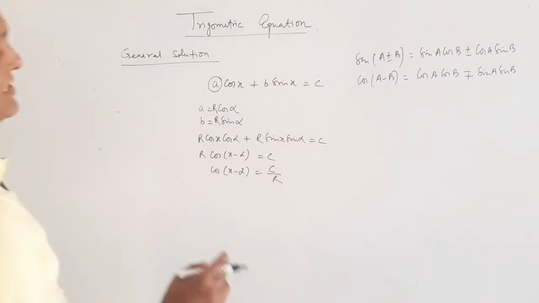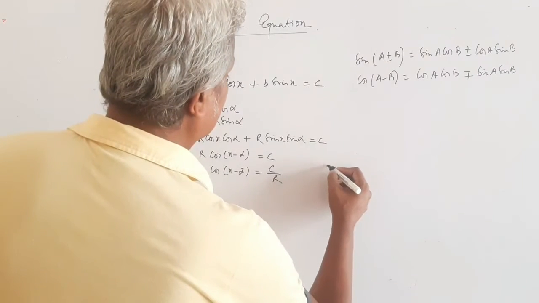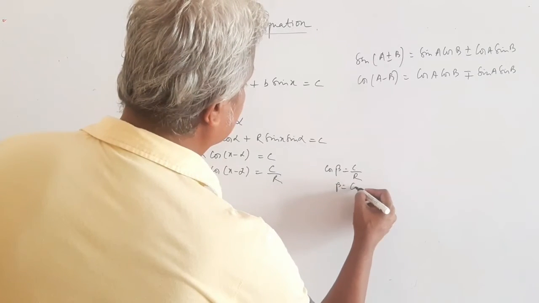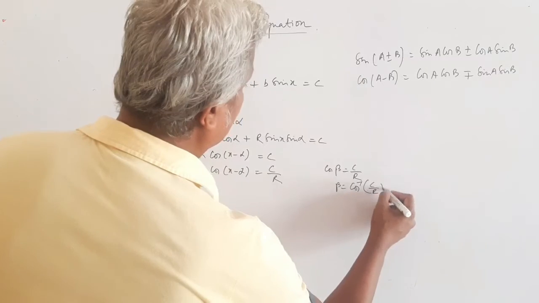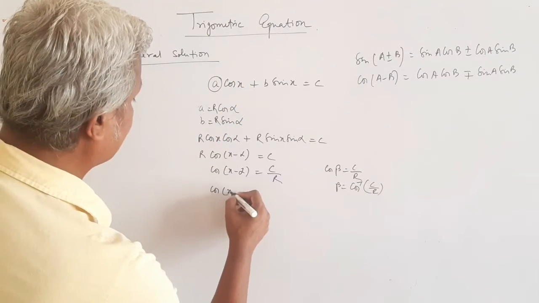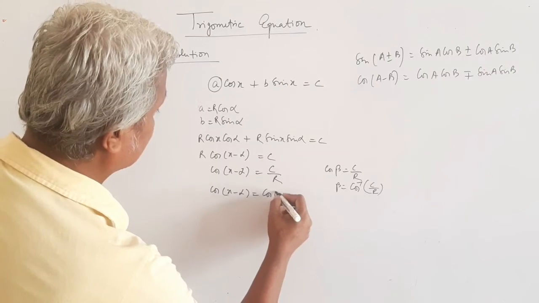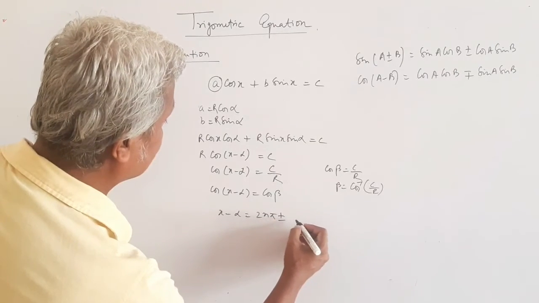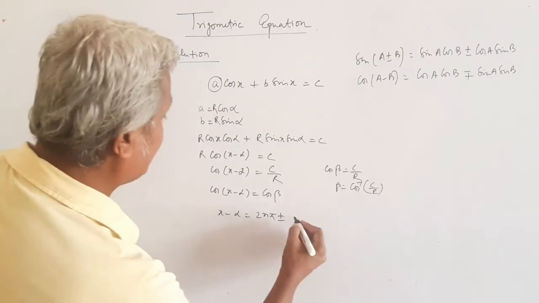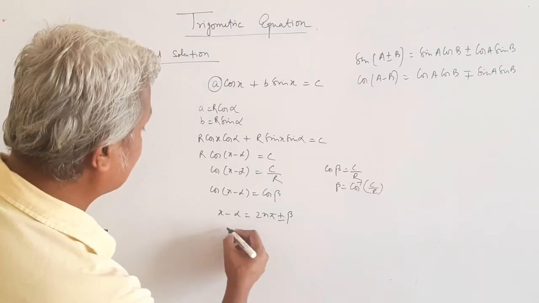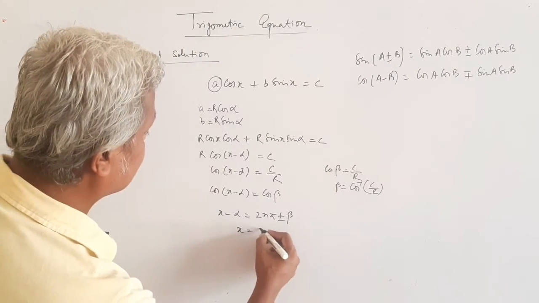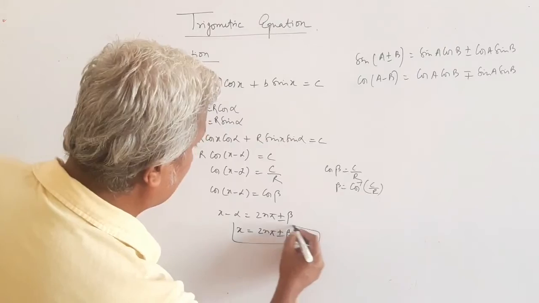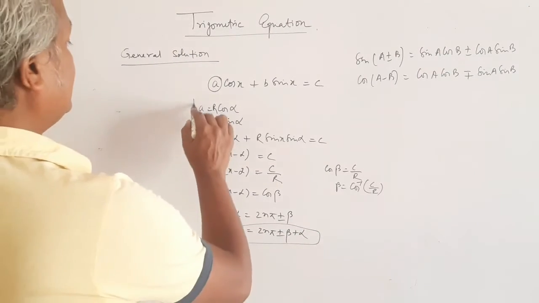Now assume that there are certain values, like I say that cos beta is equal to c over r. So beta is cos inverse c upon r. So we can say that cos of x minus alpha is cos beta, and then x minus alpha will be 2n pi plus minus beta. Now transfer this minus alpha to the other side and you get x is 2n pi plus minus beta plus alpha.